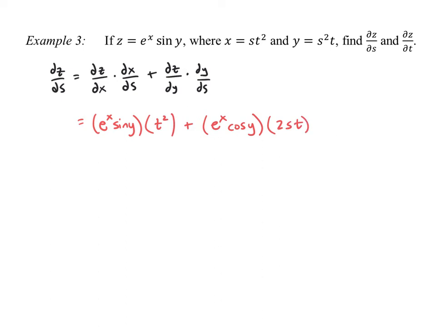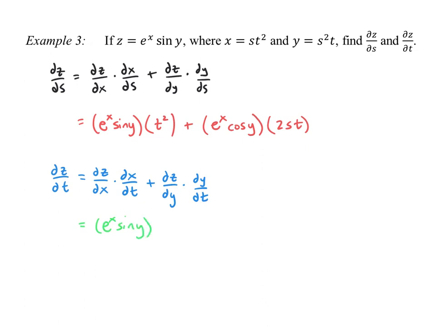Let's go ahead and try to calculate the derivative of z with respect to t. And the formula for that would be really similar. So you have dz/dx multiplied by dx/dt this time, and then dz/dy multiplied by dy/dt. So this one gives us the same initial derivative, e to the x sine of y, but then we multiply by the derivative of x with respect to t, which is going to be 2st. Then we have the same thing here, e to the x cosine of y, but then we multiply by the derivative of y with respect to t, which is going to be s squared.